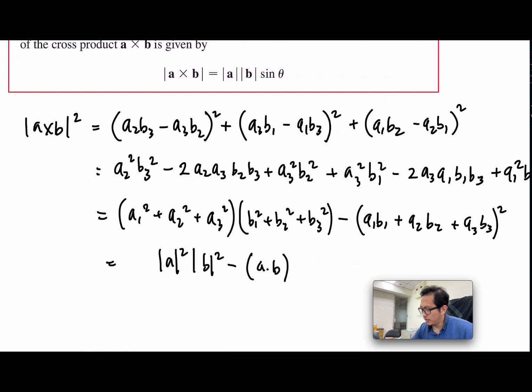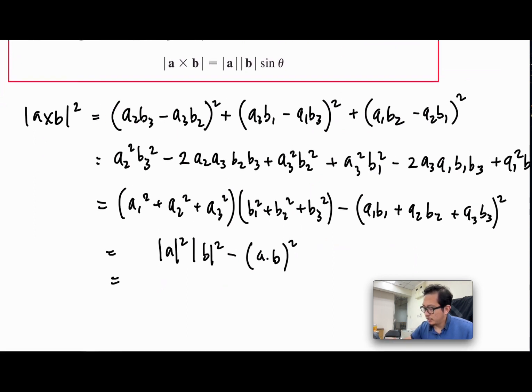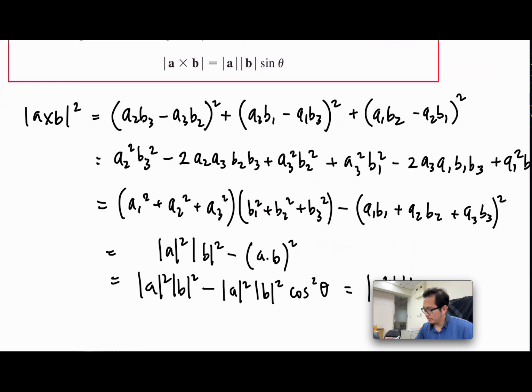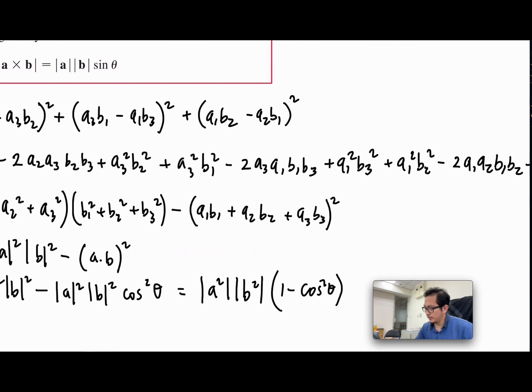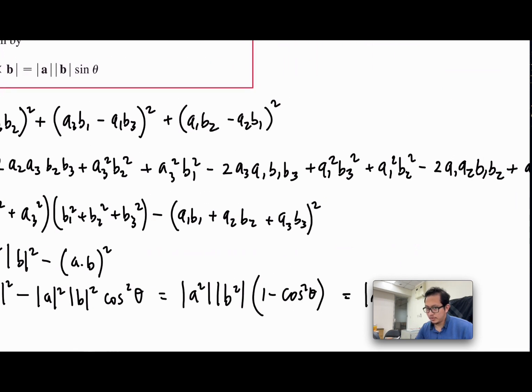A dot B squared, and we can have the dot product as cosine squared theta, right? And we can factorize the A squared, B squared, and simply this is my 1 minus cosine squared theta, which is the sine. That's how we get the sine.